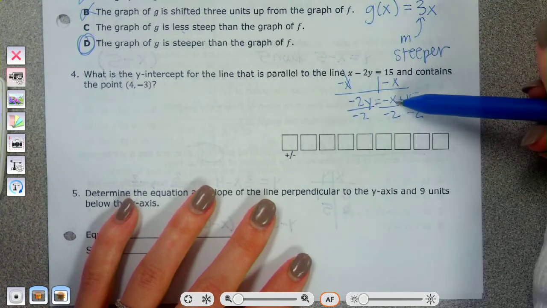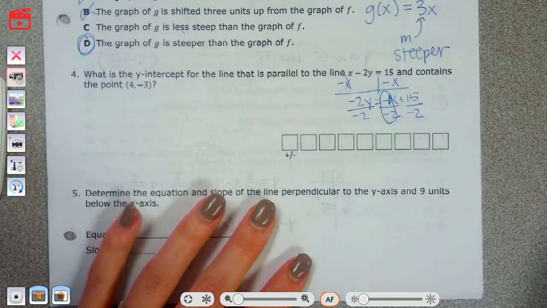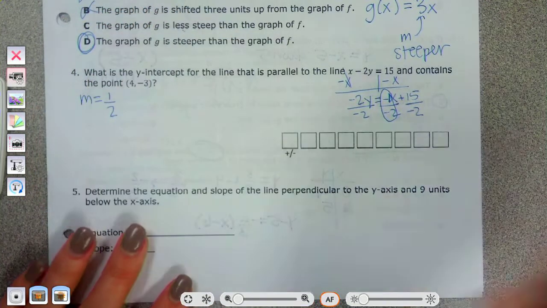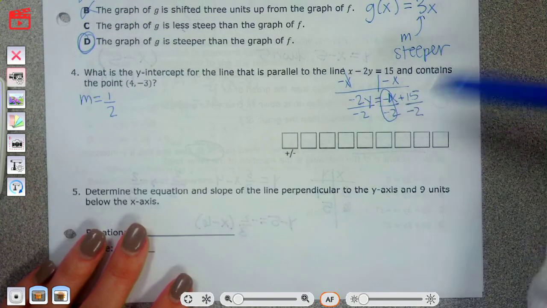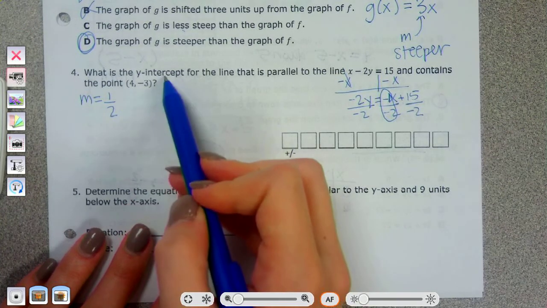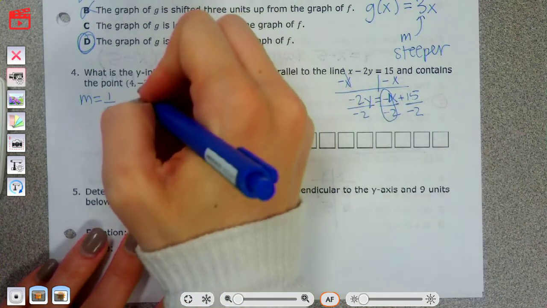We know that the number in front of x is an invisible 1. So our slope is negative 1 over negative 2, which equals a positive 1/2. It then says we want the y-intercept. We have a slope and a point, so we have to put it in point slope form.